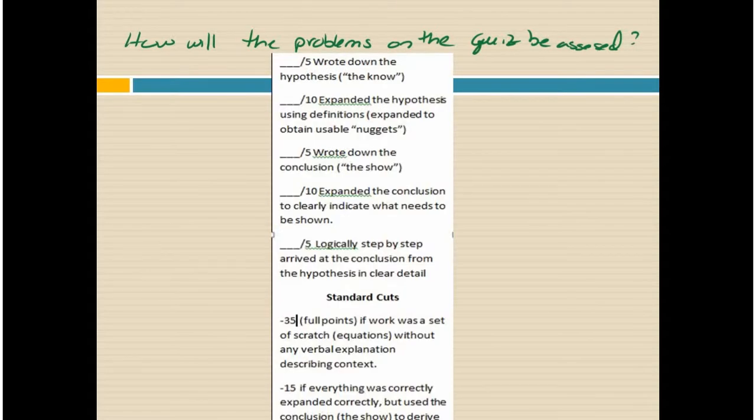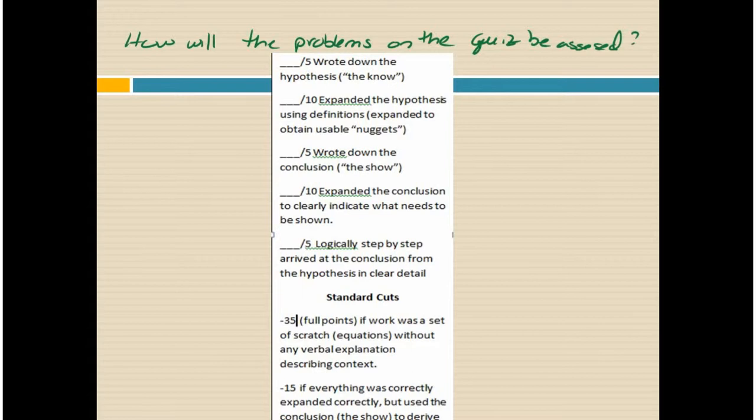We will have a rubric. As you notice here, the rubric has the biggest part of the points allocated for expanding the hypothesis, or the "no," and expanding the conclusions, the "show." And the other points are minor.